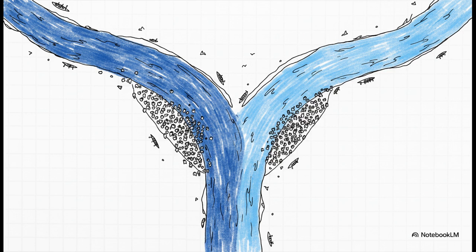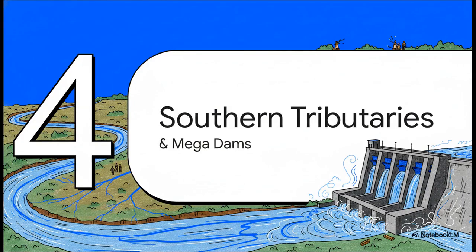This confluence holds immense spiritual weight. It's the site of the legendary Kumbh Mela, literally the largest peaceful gathering of humans on Earth, where tens of millions gather to celebrate the joining of these gigantic aquatic lifelines. Section 4. Southern Tributaries and Dams.